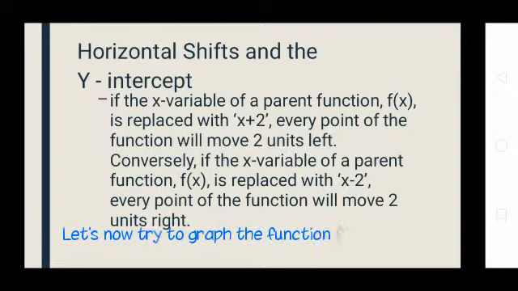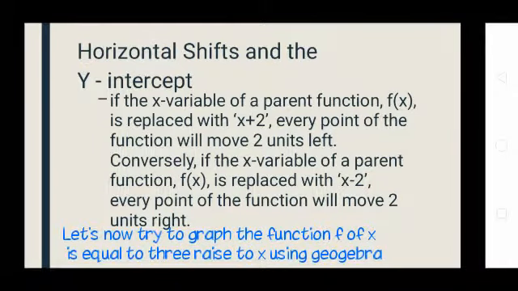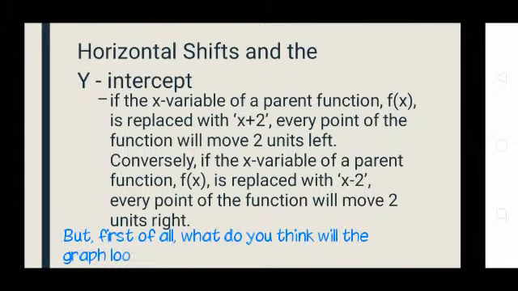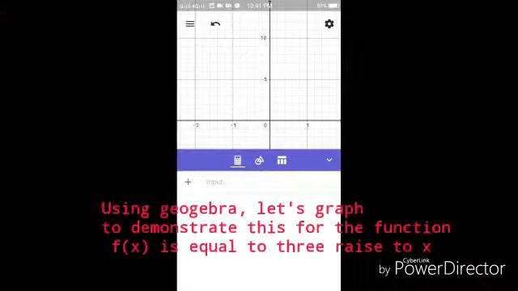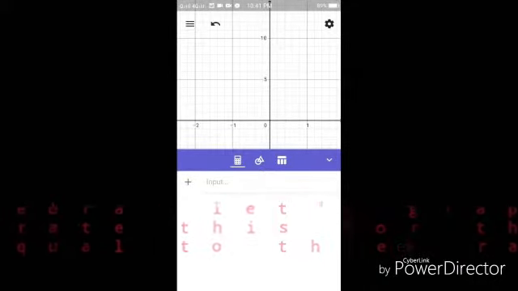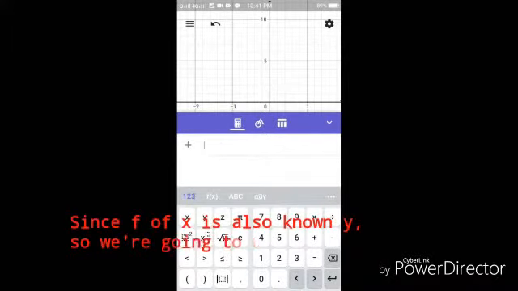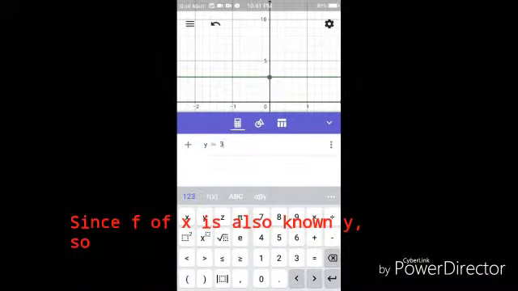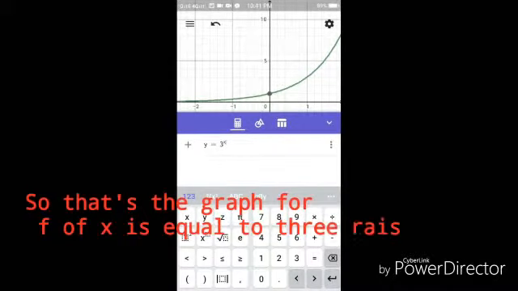So let's now try to graph the function f of x is equal to 3 raised to x using GeoGebra. But first of all, what do you think the graph will look like? Using GeoGebra, let's graph to demonstrate this for the function f of x is equal to 3 raised to x. Since f of x is also known as y, we're going to use the variable y. Y is equal to 3 raised to x. So that's the graph for f of x is equal to 3 raised to x.